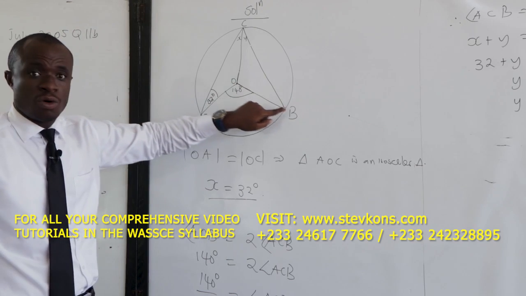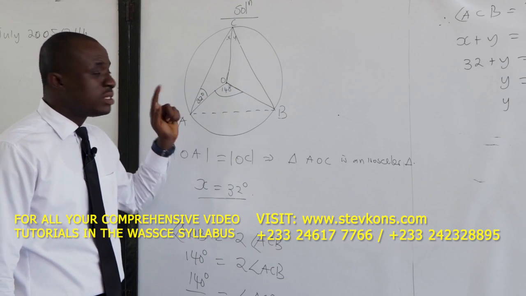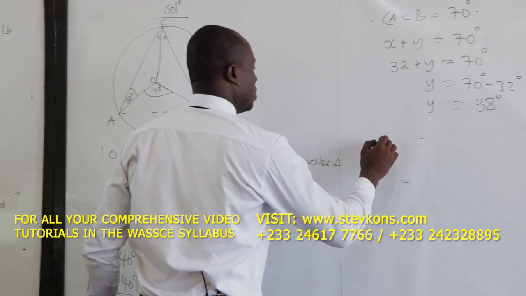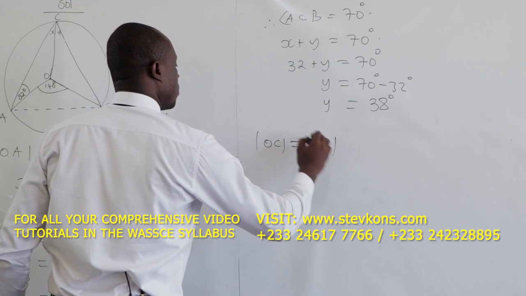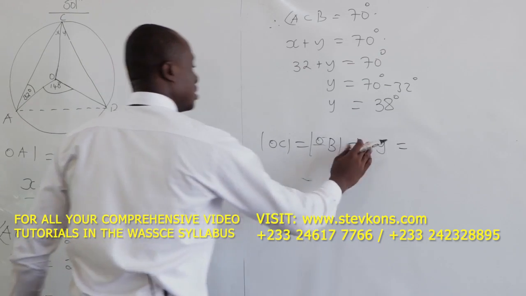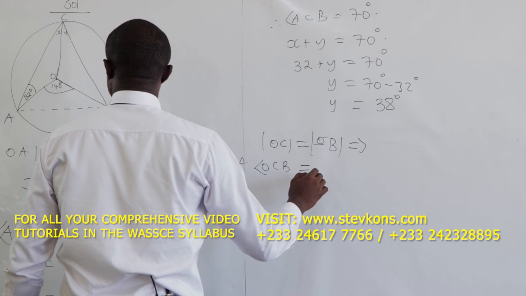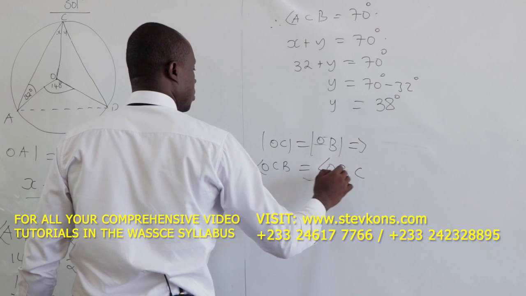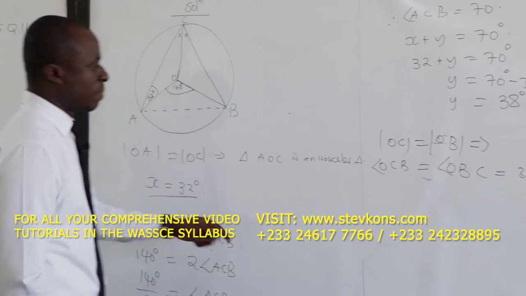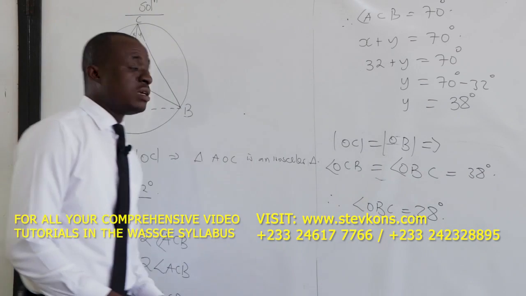Now, also what can we see? OC is the same as OB. And because OC is the same as OB, it is telling us that triangle OBC is an isosceles triangle. Why? OC is the same as what? OB. So we know that OC is equal to OB, and this implies that angle OCB is equal to OBC, and this is equal to 38 degrees.